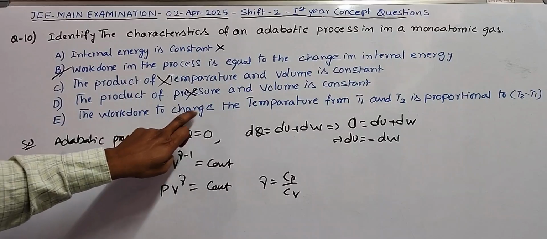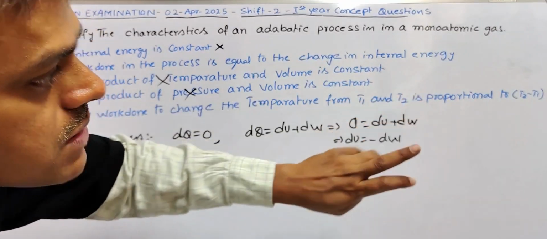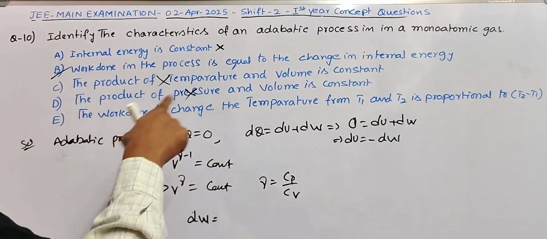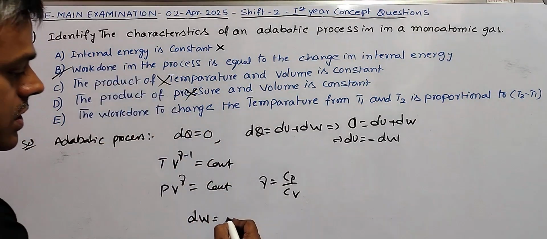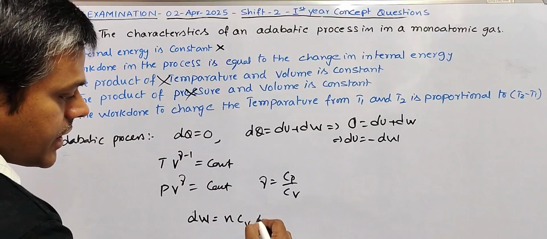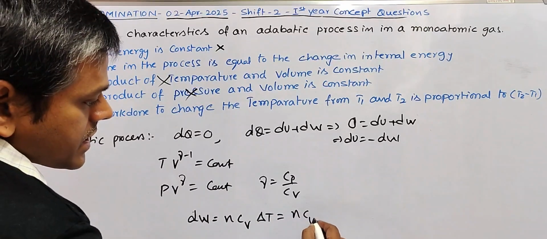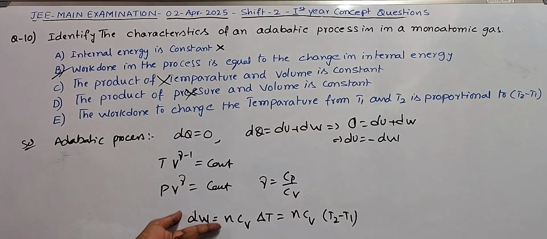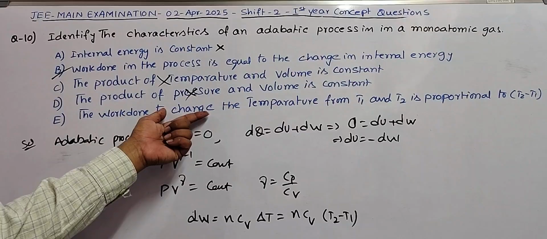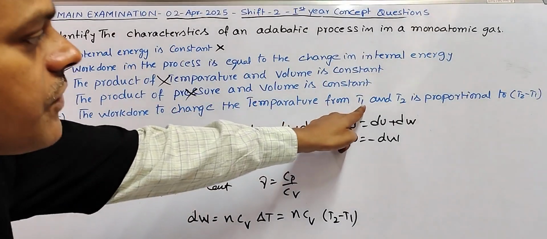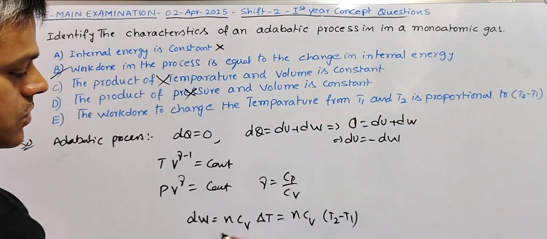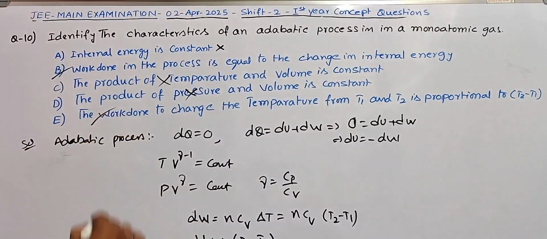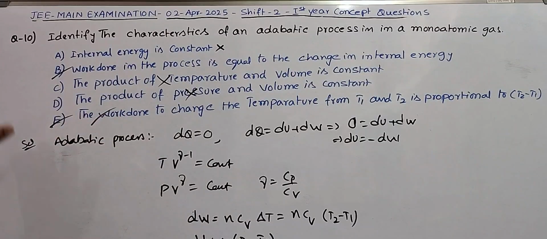Next, the work done to change the temperature from T1 to T2 is proportional to T2 minus T1. The work done in an adiabatic process is equal to n into Cv into delta T, that means n into Cv into T2 minus T1. Yes, so work done is proportional to T2 minus T1. So it is correct. So options B and E both are correct for this question.